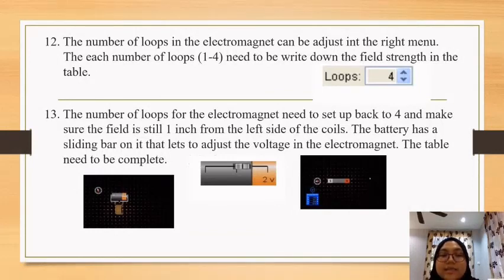And lastly, the number of loops for the electromagnet needs to be set back to 4, and make sure the meter is still 1 inch from the left side of the coils. The battery has a sliding bar on it that lets you adjust the voltage in the electromagnet. After you finish the procedure, the table given in the lab manual needs to be completed. Here is one of the screenshots from the PHY simulation, showing how to adjust your electromagnet, your magnet and your meter.